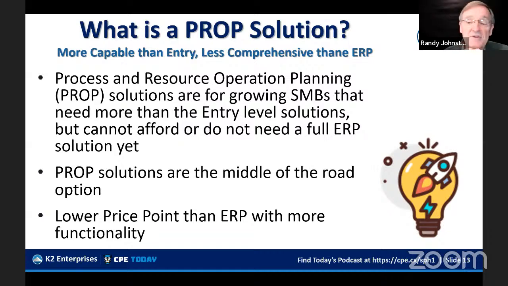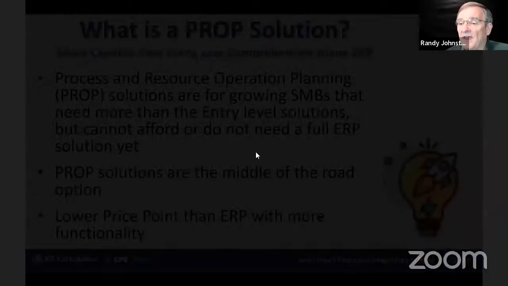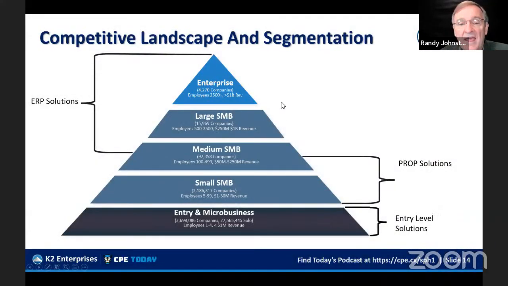PROP solutions are kind of in between the high-end ERPs and the low-end entry levels. And as I've already laid out, they're clearly at a lower price point with far more functionality, often saving you thousands and tens of thousands of dollars compared to an ERP. And oddly enough, an entry-level solution plus add-ons, PROPs actually may be less expensive than those as well with more functionality.